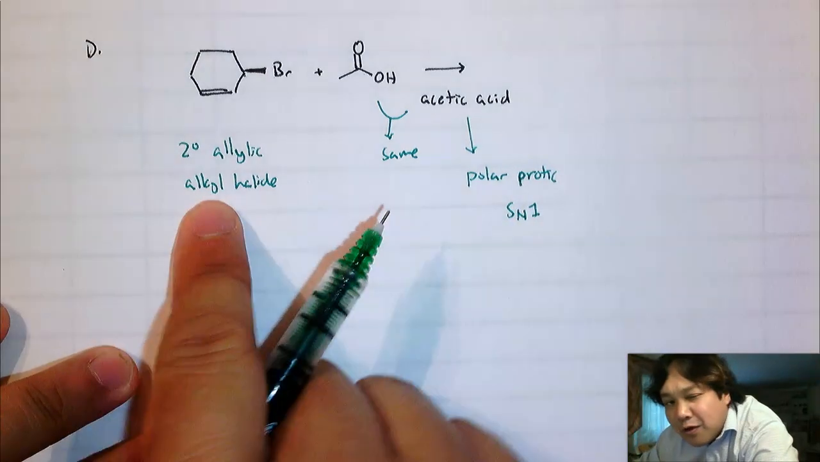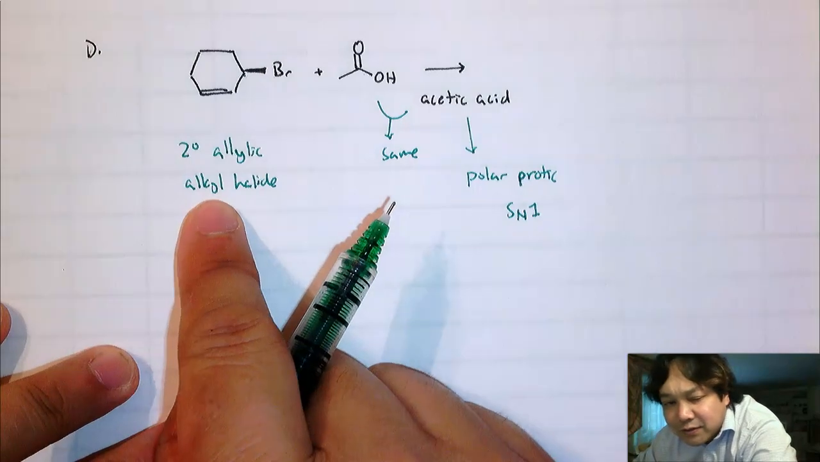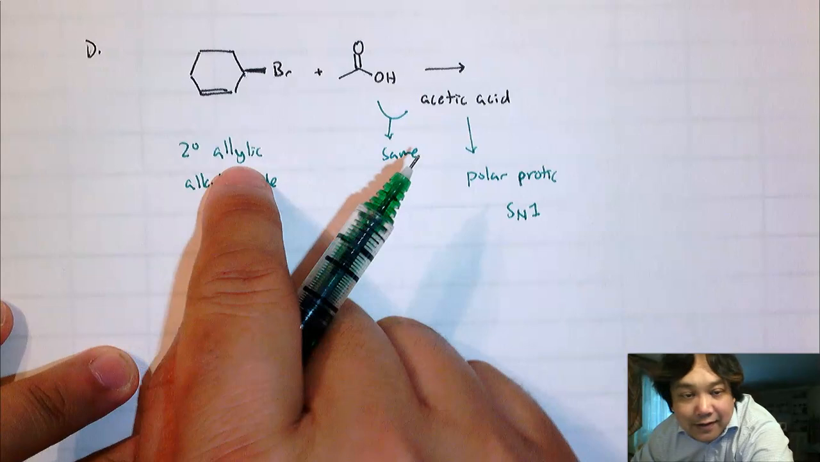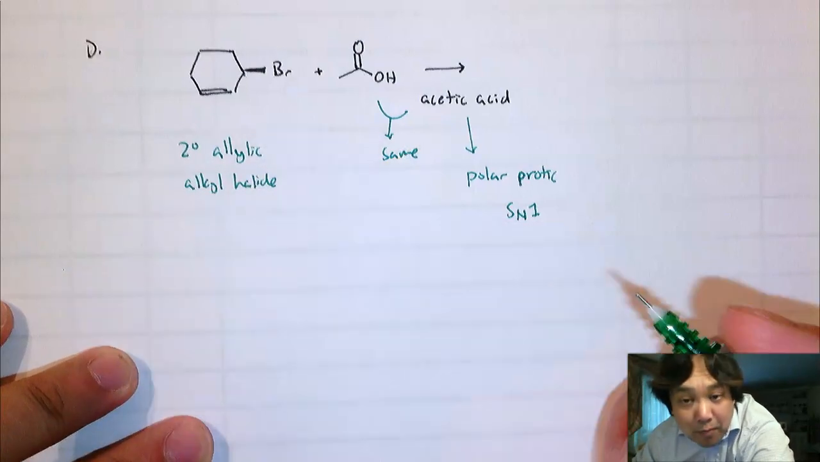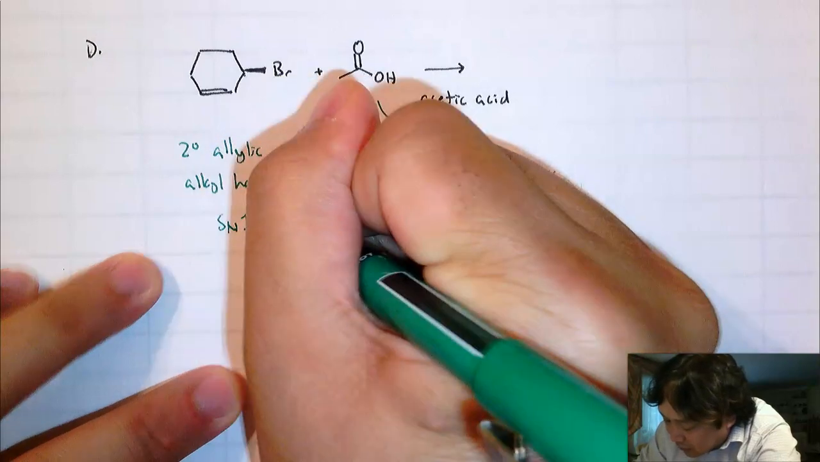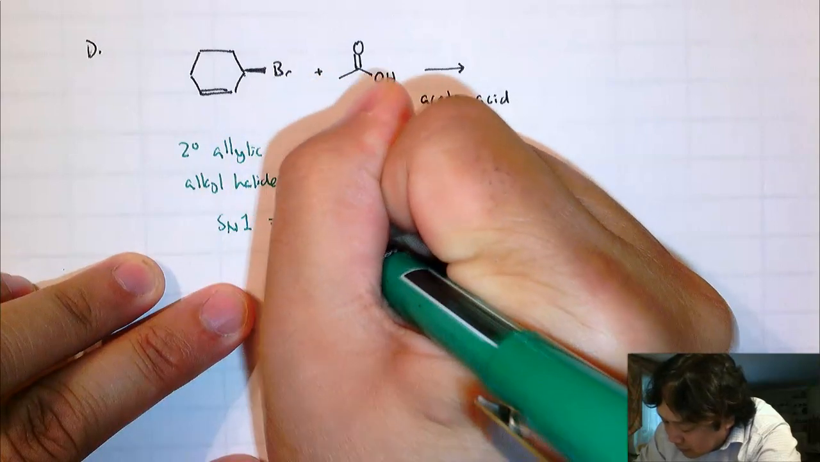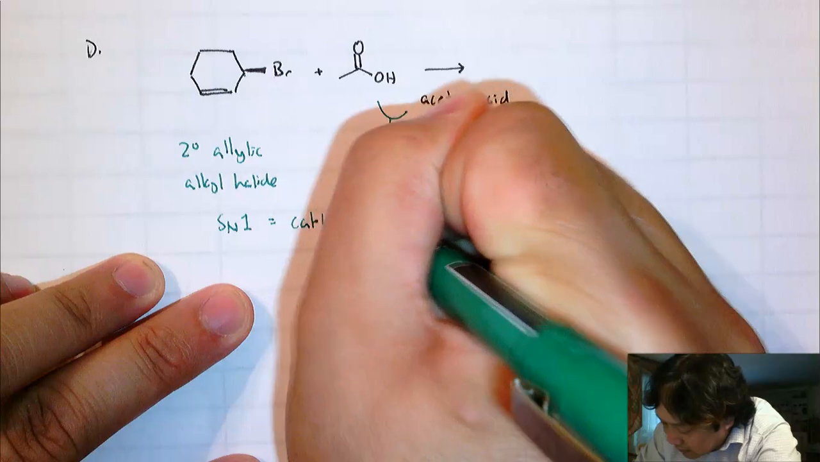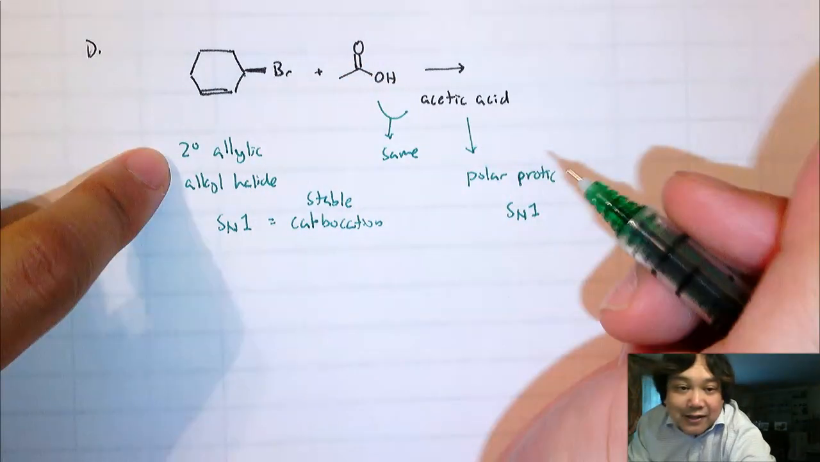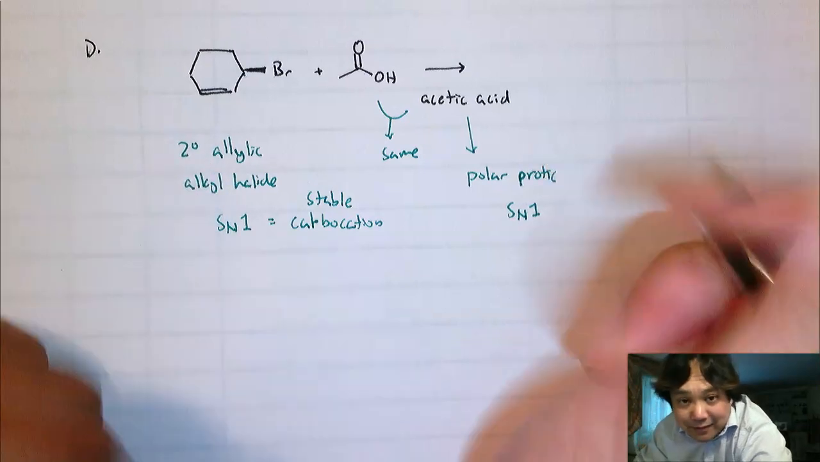I don't know if this is SN1 or SN2 just from the secondary, but since it's secondary allylic, we know that's a very stable carbocation. We're going to say it's SN1 because you go through a stable carbocation. Even though it's secondary, it's secondary and allylic. That adds to the stability.